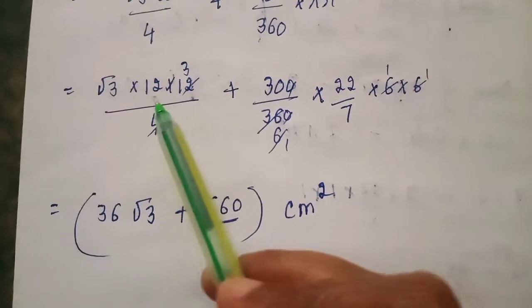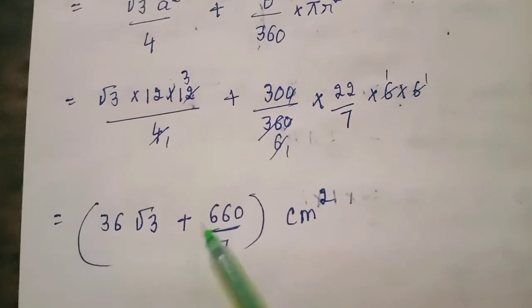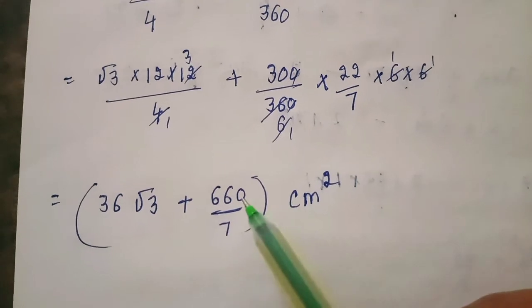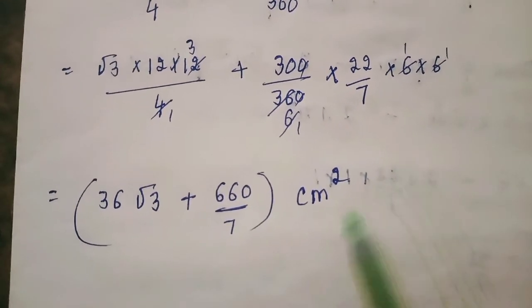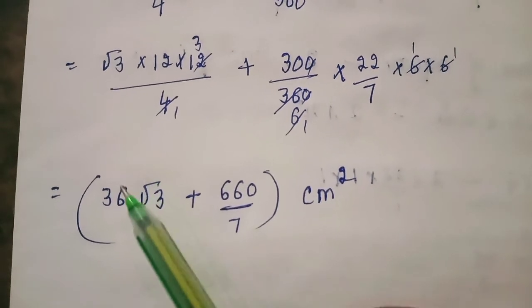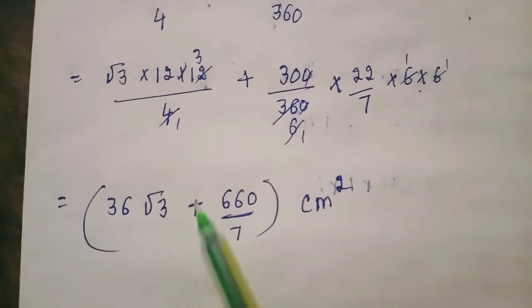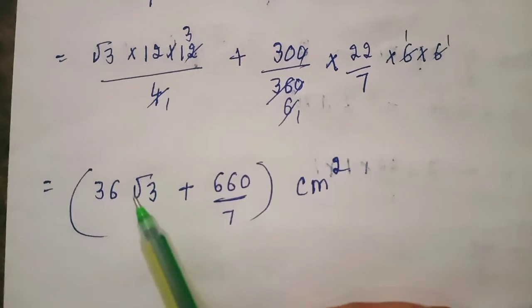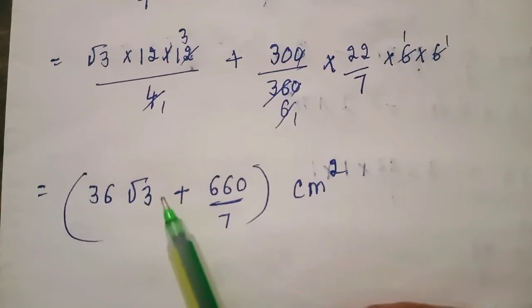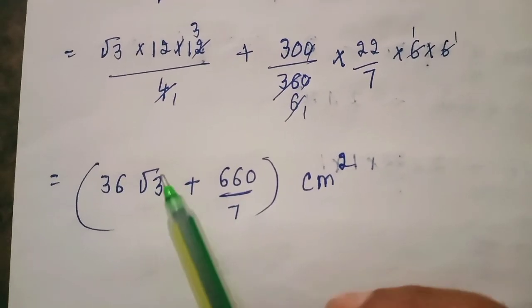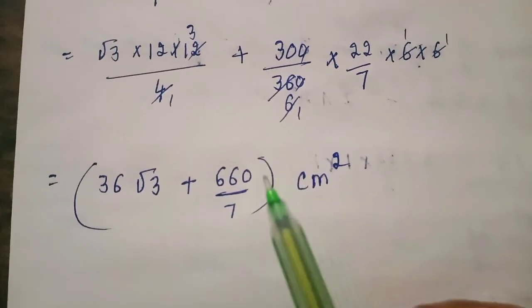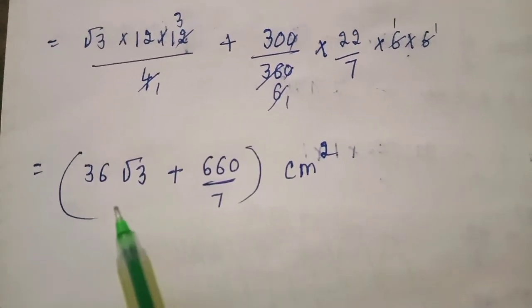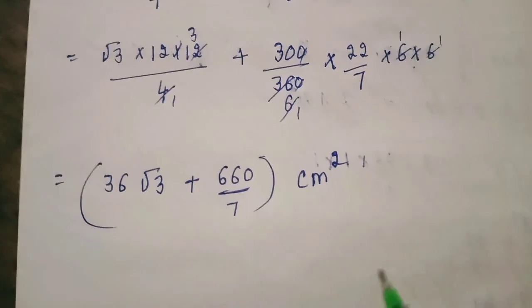And cancel, we get 36 root 3 plus, after cancellation, 660 by 7 centimeter square. If you take the LCM, you need to multiply by 7, but keep it as it is because we don't know the value of root 3. If the question mentions the value of root 3, then only do this multiplication and then addition, and you can give the complete answer. Otherwise, keep it as it is in centimeter square.